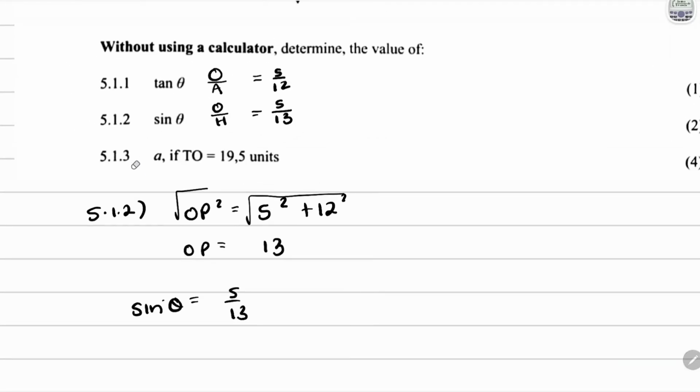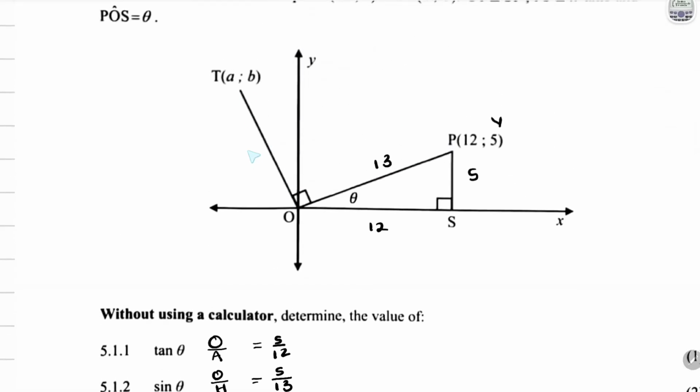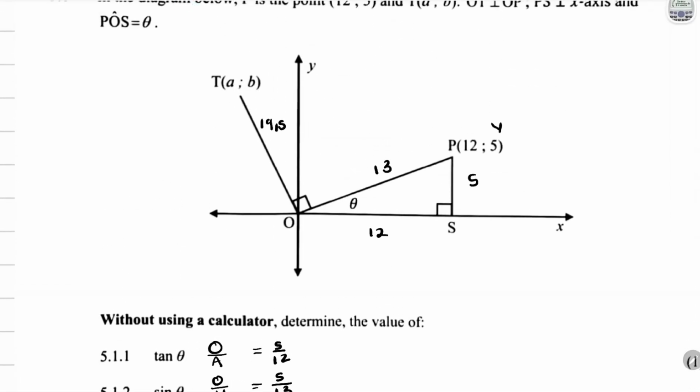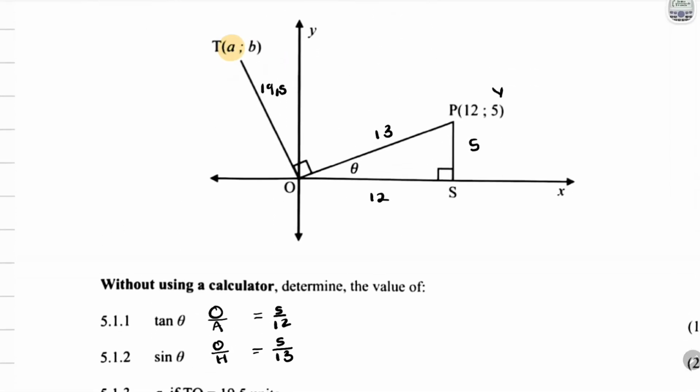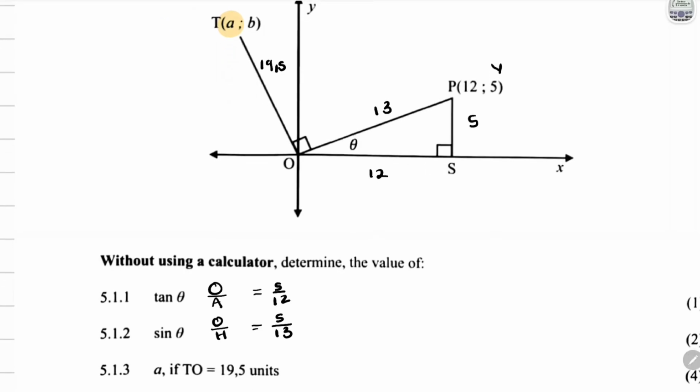The next question is 5.1.3, which says, without using a calculator, determine the value of A if TO is equal to 19.5 units. So TO is 19.5 units, and you need to find exactly what the value of A is. This type of question has shown up a few times. What we're going to do here is use the theta and the fact that they gave us 90 degrees over here.